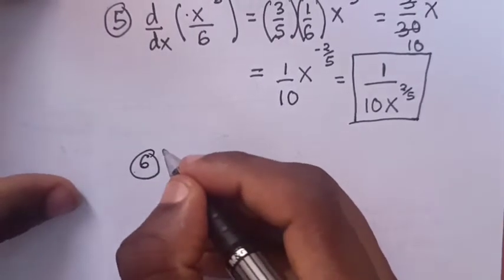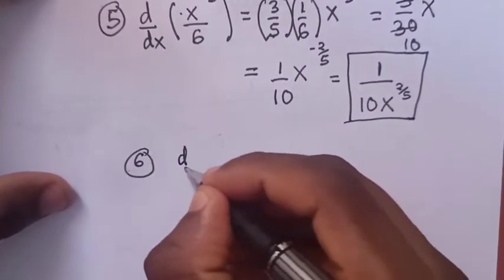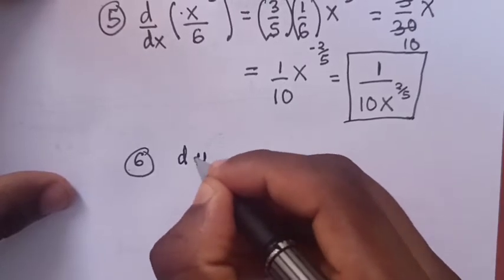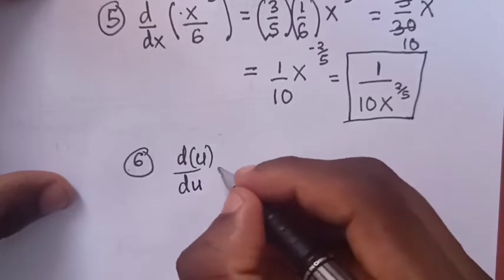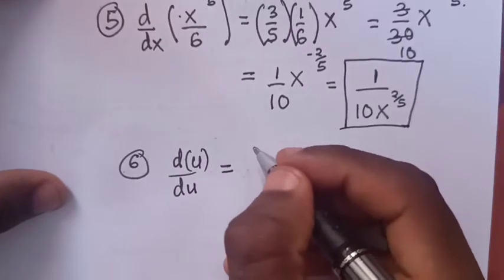Now hope it's clear with this example. Let's go to example number 6. The derivative of u with respect to u.